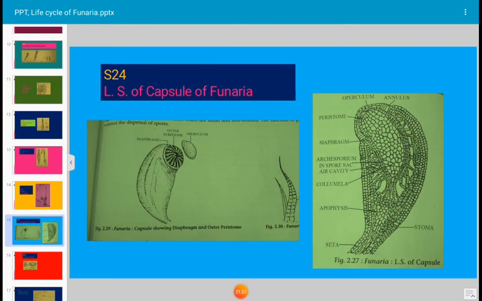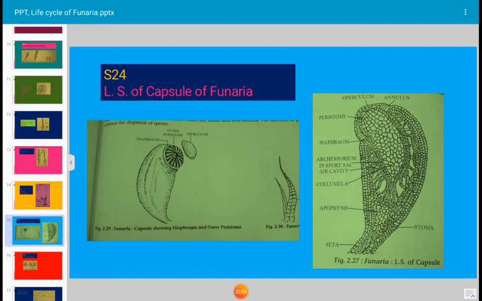Number 2, seta. In the photograph given on the right side, all the details of the longitudinal section of the capsule are given, which we are describing here. Seta is a long cylindrical stalk-like structure which elevates the capsule or the sporangium above the gametophore. Conduction of mineral water and supporting the capsule are the 2 main functions of seta. Seta provides minerals and mechanical support to the capsule.